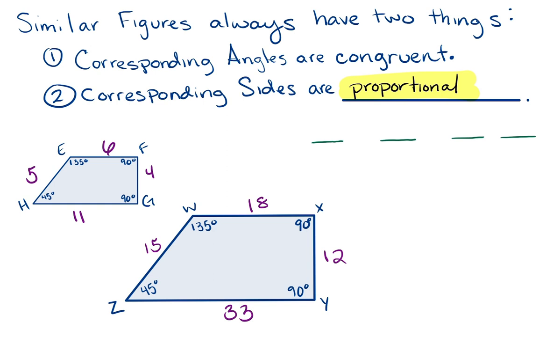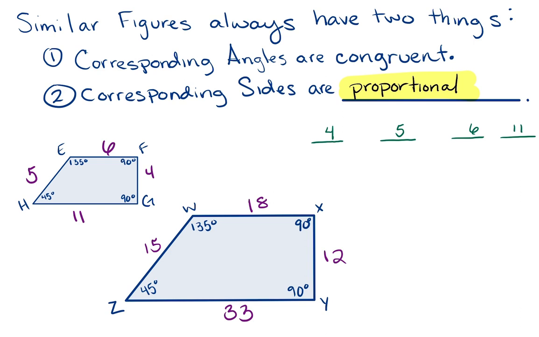Okay. All right. And then a little trick hack would be to do all of the numbers in order from smallest to largest. So we're going to look first at the four side lengths that we have in the smaller figure. I have 5, 6, 4, and 11. I want to put those in order from smallest to greatest. So I'm going to start with 4, and then I'm going to put 5, and then 6, and then 11.